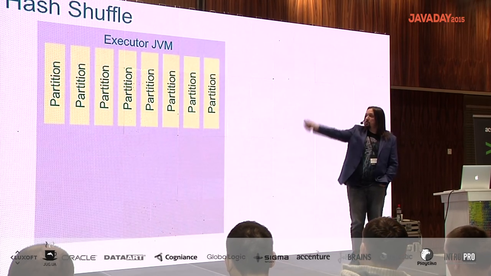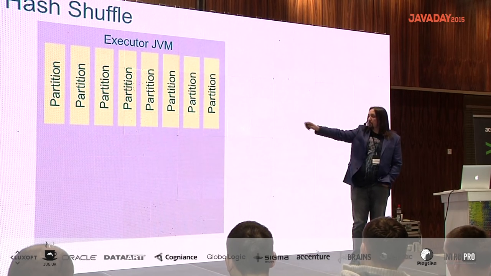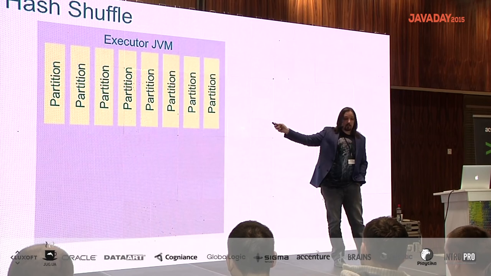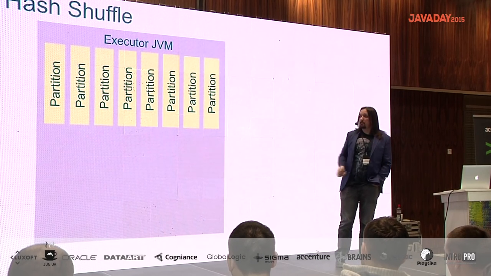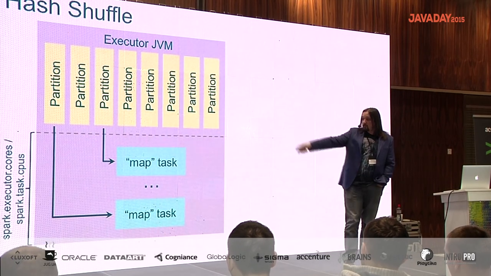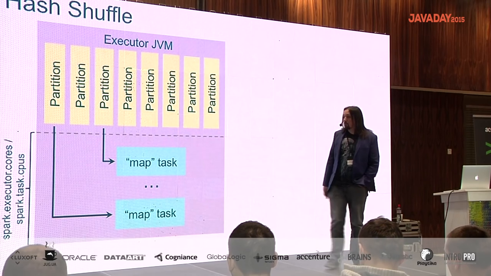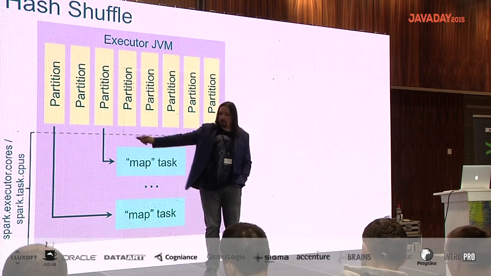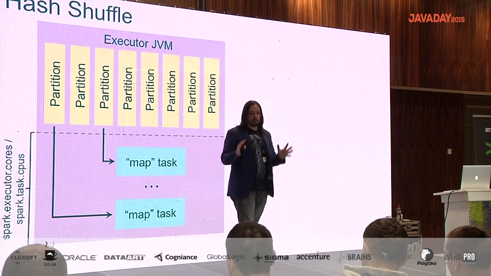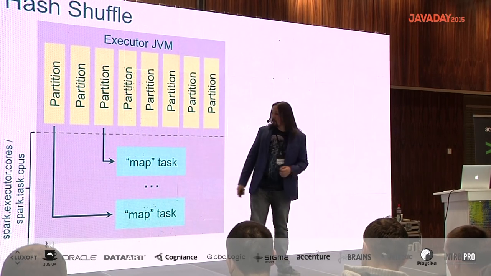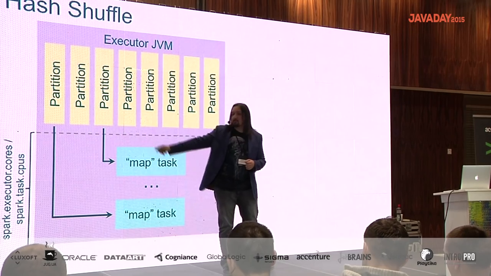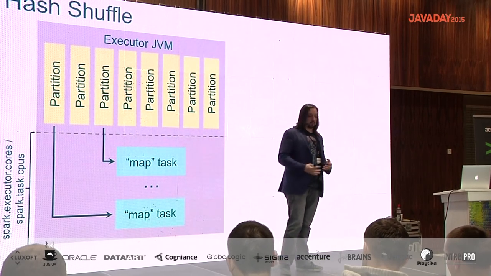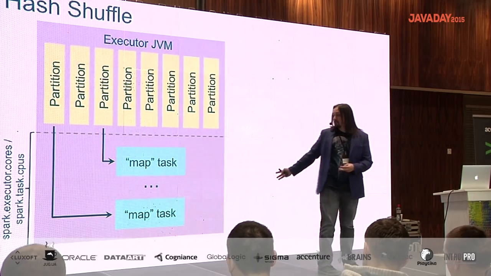Imagine that you have an executor JVM and a big number of partitions stored in a cache. These partitions might be stored in memory in cache, but you also might have some partitions on the hard disk drive in a cache. You start to execute map tasks. For each of the nodes, you have the setting spark.executor.cores. This is the number of cores that can be managed by a specific executor. And you have spark.task.cpus. This is the number of CPUs each task can use on this specific executor.